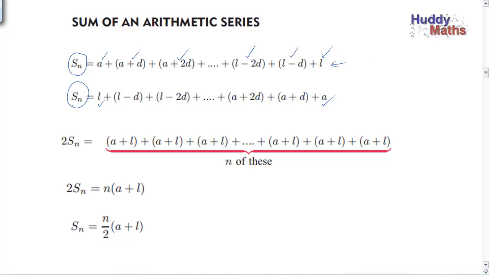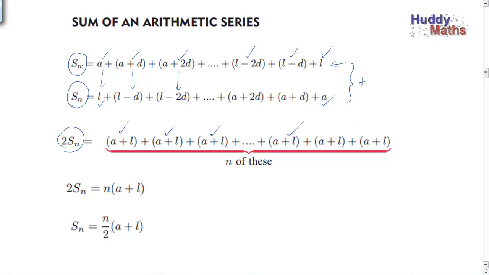Okay, so now what do you notice if you add up these two lines? So Sn plus Sn will give two lots of Sn, and this is A plus L. And when you add these two up, we get another A plus L. The plus D and negative D cancel out, if you like. And here, the 2D and negative 2D cancel out.